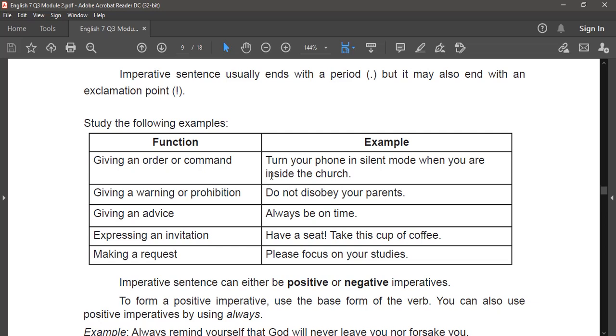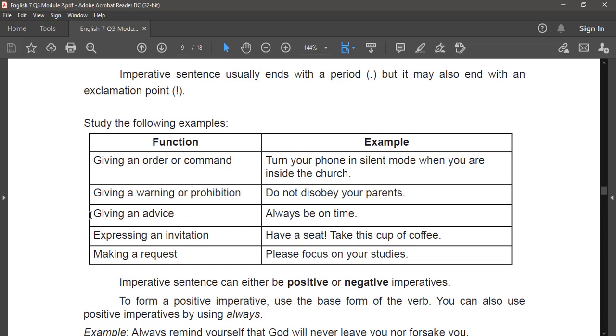So we have here corresponding examples. For example, giving an order or command. Nag-uutos ka. For example, you are inside the church. So you will be asking your brother to turn your phone to silent mode when you are inside the church. Okay, so nag-uutos ka to turn the phone to silent mode. Next, giving a warning or prohibition. So you are giving a warning to someone: do not disobey your parents. So that is a warning.